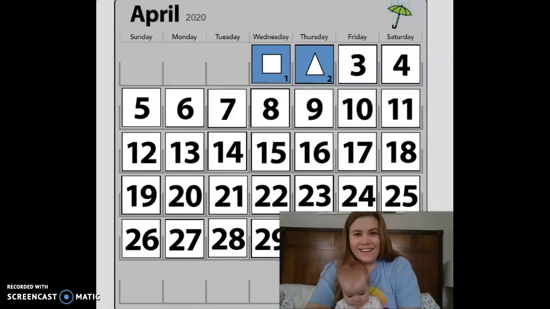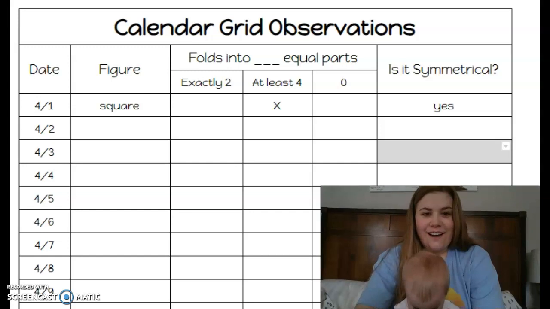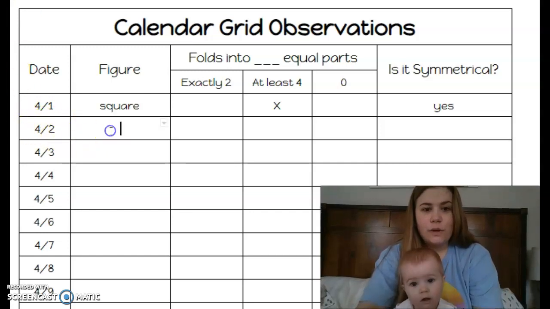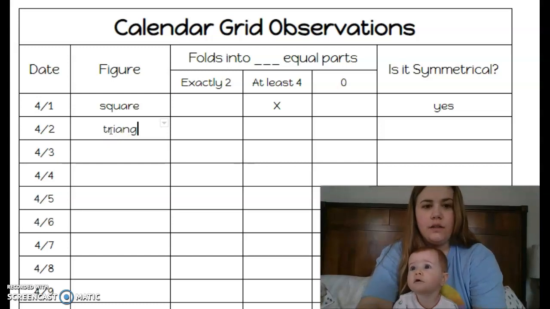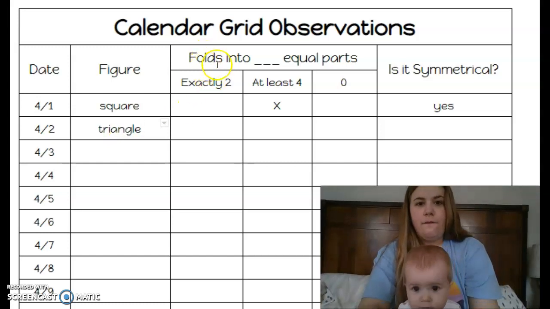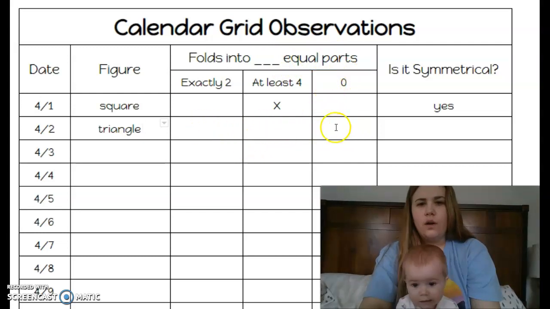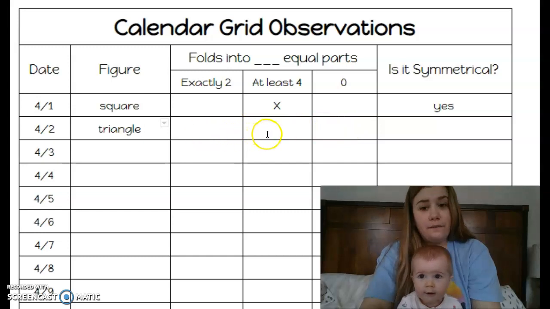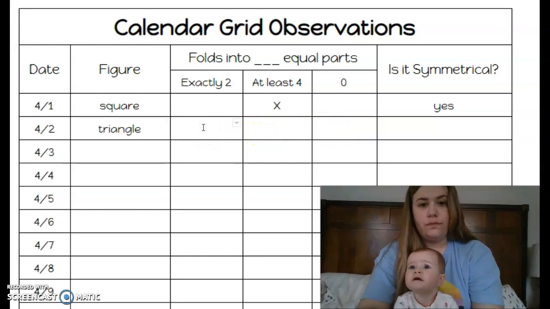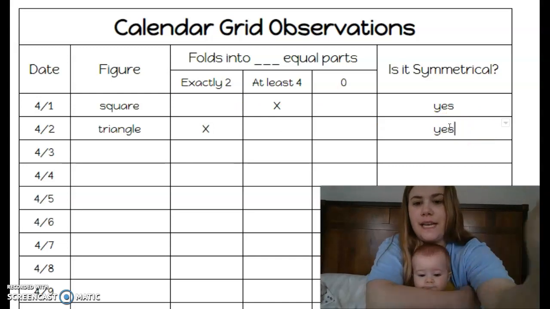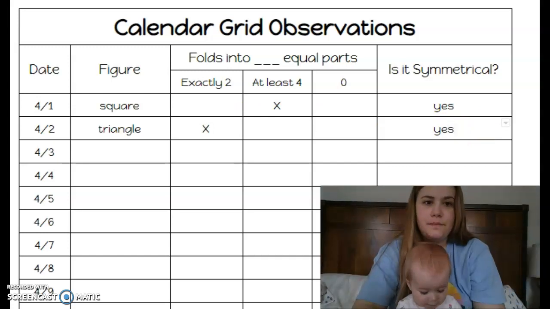All right, let's log that in our calendar grid. Today is April 2nd, 2020. We have a triangle and it folds into how many equal parts? Does it fold into exactly 2, at least 4, or 0? We know that it is not 4, it is 2. And is it symmetrical? Our answer is yes. So that means, is it congruent on both sides?